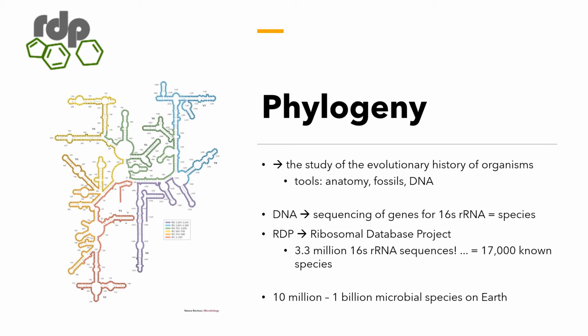RDP, the Ribosomal Database Project, has so far sequenced 3.3 million 16S rRNA sequences as of August 14, 2020. That may seem like a lot, but it only tells us 17,000 species from all of that data. And scientists have estimated that there's actually 10 million to 1 billion microbial species on Earth. If we've only sequenced 17,000 species, we have a long way to go.